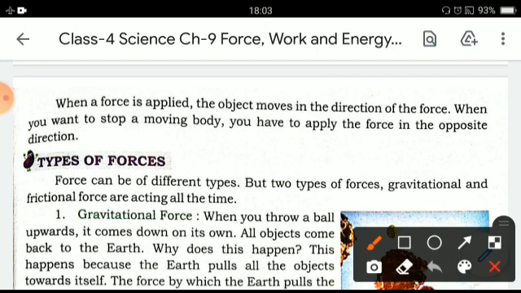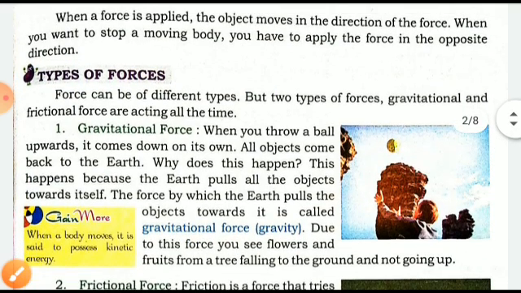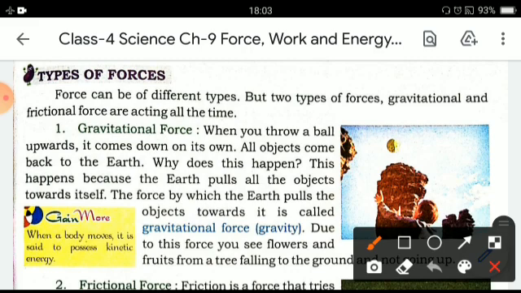When a force is applied, the object moves in the direction of the force, and when you want to stop a moving body, you need to apply force from the opposite direction of the moving object. Now let's read about the types of forces. Forces can be of different types, but two types of forces, gravitational and frictional forces, are acting all the time. Let's read about the gravitational force first.